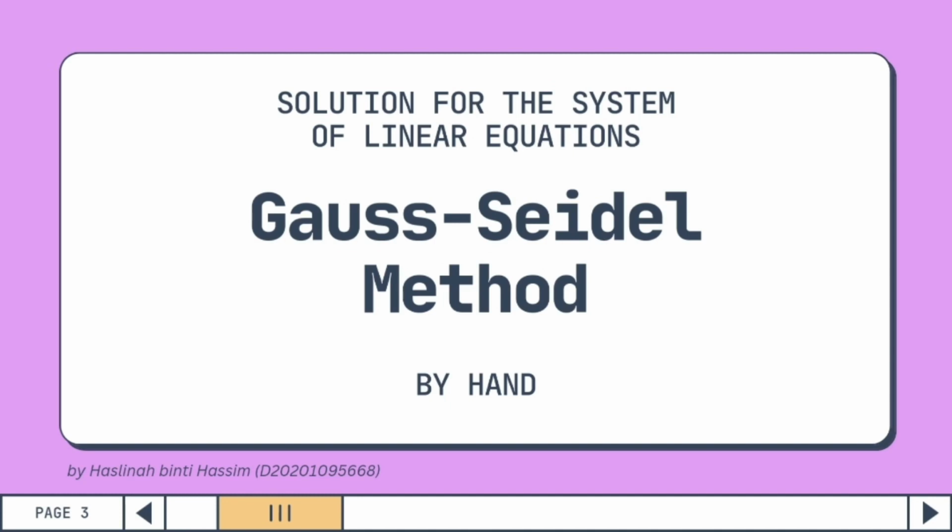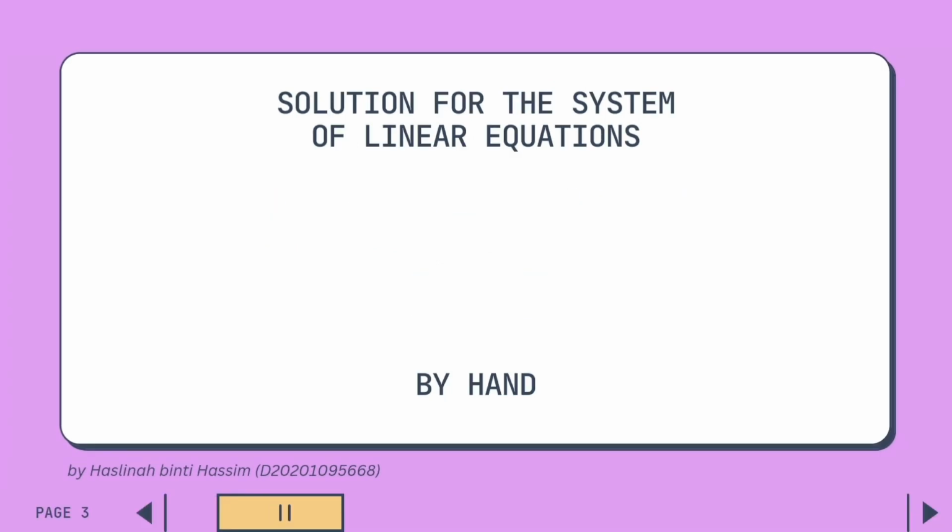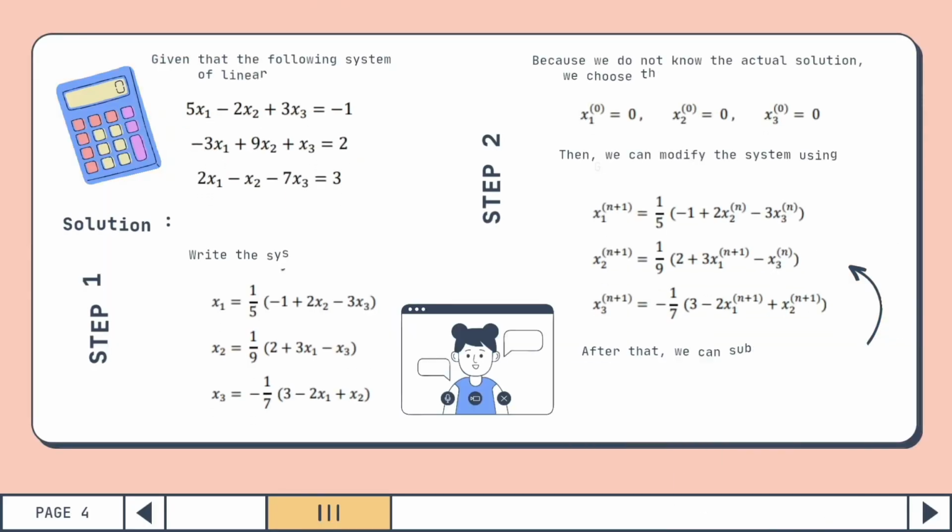I'm going to explain the solution for a system of linear equations using the Gauss-Seidel method. I'm going to solve this example by hand using the Gauss-Seidel method. So, let's start our explanation.